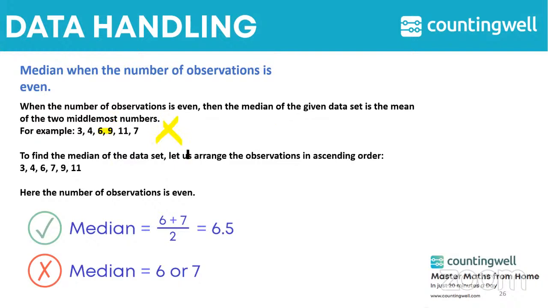you forgot one step. The step is to arrange the observations in ascending or descending order. So arranging in ascending order, we have 3, 4, 6, 7, 9 and 11. The number of observations is even. So we are adding the middle two numbers 6 and 7 and dividing by 2. So we have 6.5. So we cannot write the median as either 6 or 7. We have to add them and divide by 2. Note that the median is not necessarily one of the observations of the data set, correct?